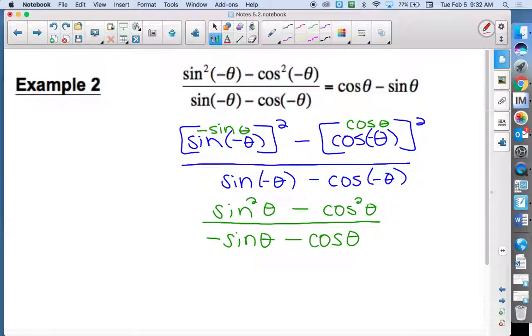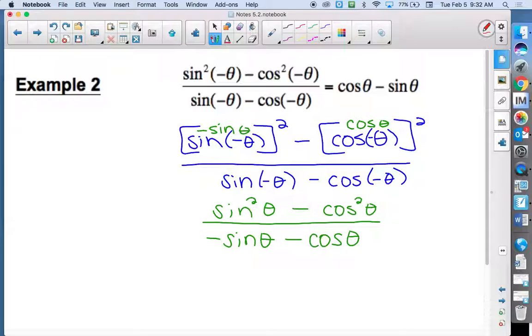And no, you can't just say, oh look, sine cancels, cosine cancels, there's a minus there. Because it's not a problem that's in parentheses. You're not multiplying the problem yet. So you cannot just cancel those out. That is not an algebraically correct step.